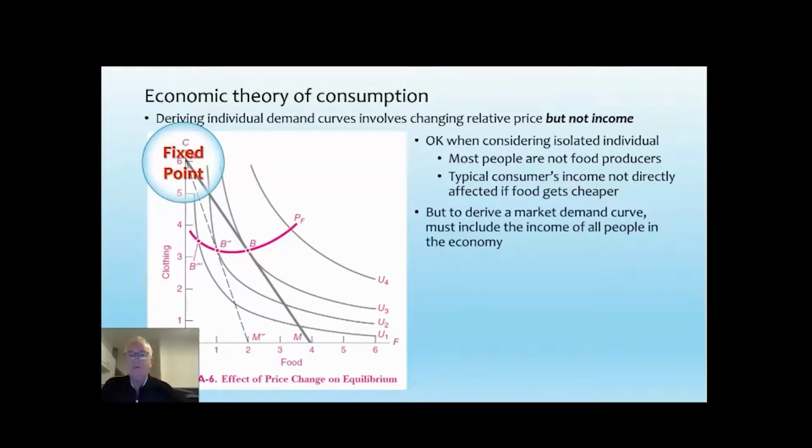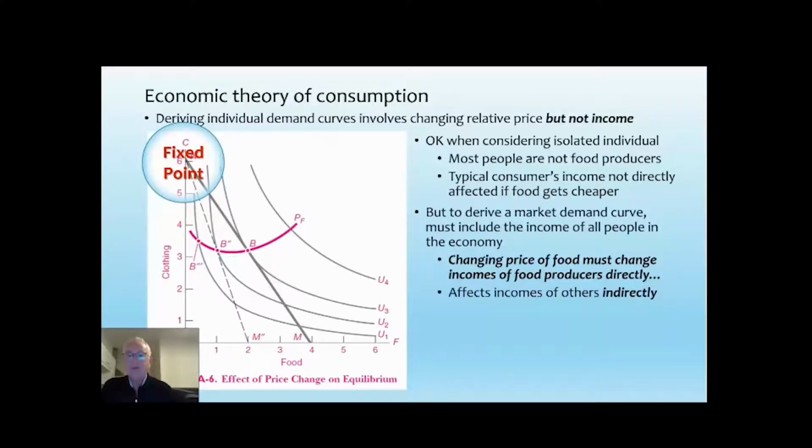But if you're going to derive a market demand curve, then you have to include everybody in the economy, including those who make their income from food. Now, if you change the price of food, you're going to change the income of food producers. And then it starts to get extremely tricky, because that affects the income of food producers directly. It affects the income of other people indirectly. And that point N, the so-called fixed point, will move. And this is an essential part of economic theory again. They tell you that prices determine incomes.